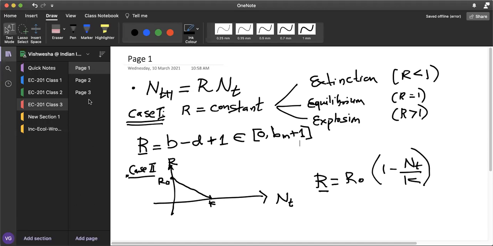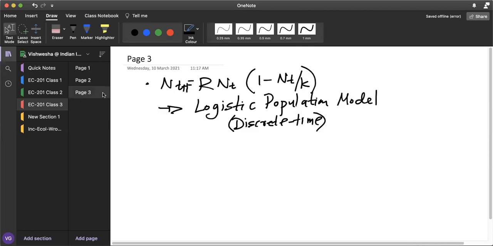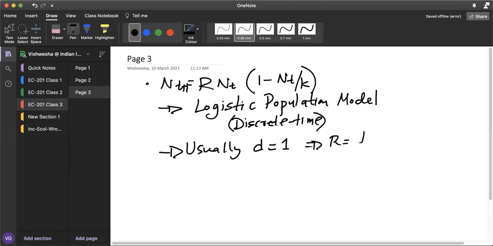So usually these models are applied in the context of D equal to 1, right? At the end of one generation, the parent generation either has died or they're not fertile anymore. So basically R effectively becomes B, because the 1 and the D cancel out. And therefore you do have non-overlapping generations. But mathematically, it is not a necessary condition.